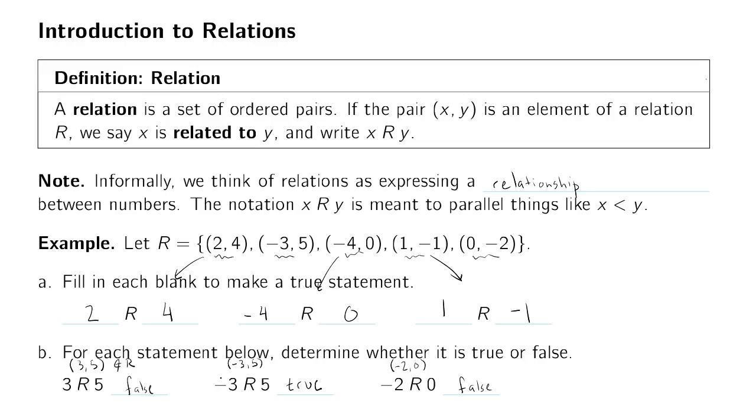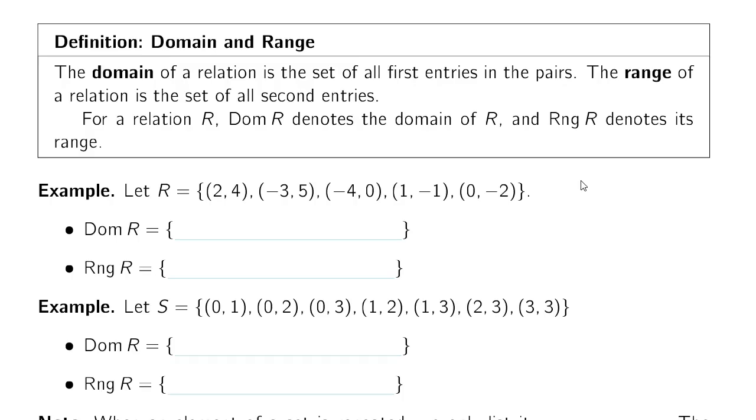We think of a relation, a set of ordered pairs, as having some set of first entries and some set of second entries. For a relation, the set of all the first entries is called the domain, and the set of all the second entries is called the range.